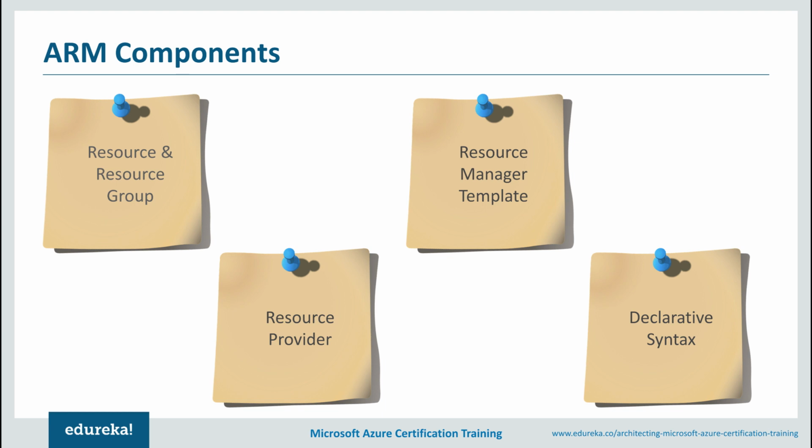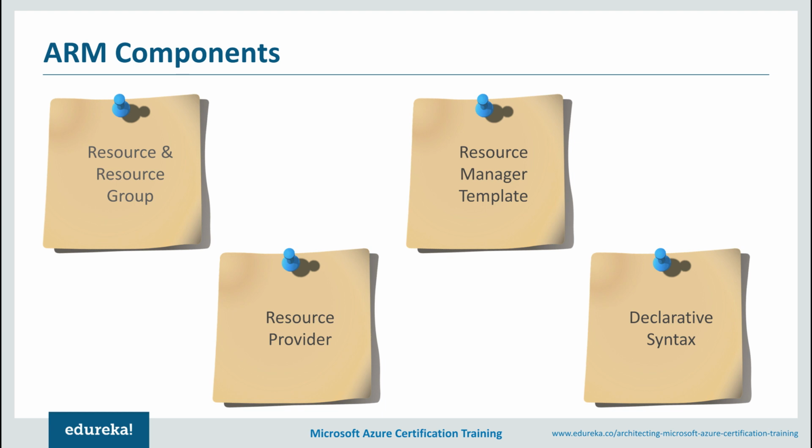Then you have something called a resource provider. Now, a resource provider is nothing but a service. As I've already mentioned, Microsoft Azure has more than 50 services. There are quite a few compute services, storage services, database services. Entities that are generated by using these services are called your resources, and these services which provide you with those resources are called your resource providers.